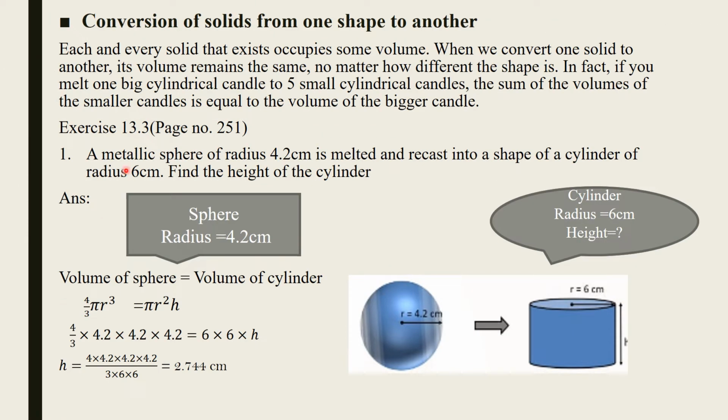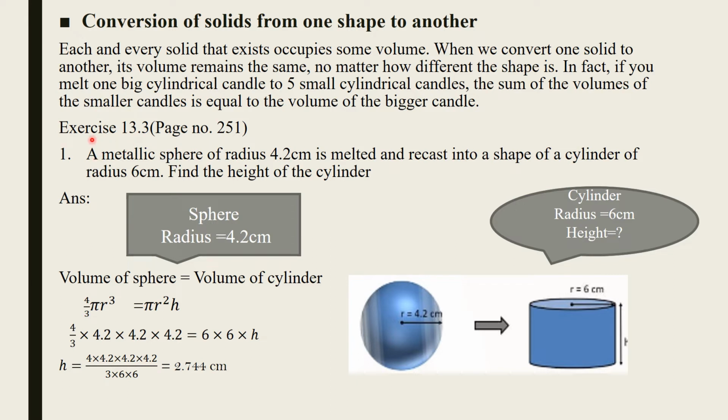Now let us learn a new topic, conversion of solids from one shape to another. Each and every solid that exists occupies some volume. When we convert one solid to another, its volume remains the same, no matter how different the shape is. In fact, if you melt one big cylindrical candle into 5 small cylindrical candles, the sum of the volumes of the smaller candles is equal to the volume of the bigger candle. We are going to apply this concept in the following problems. That is, the volume of one shape is equal to the volume of the other shape.